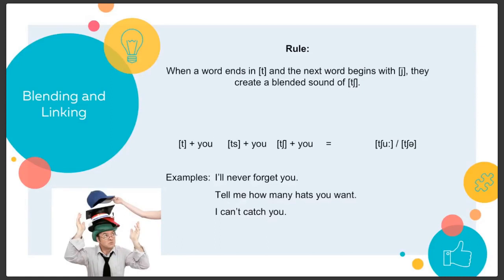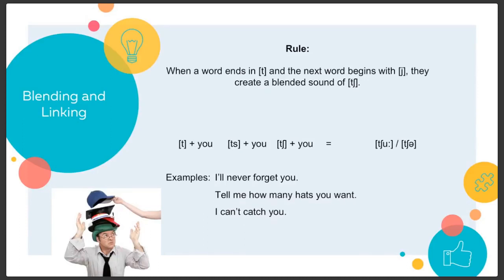So let's take, for example, we have t plus u. This will be chew. If we have t plus u, it will be chew. And if we have ch plus u, it will be chew. Or we don't have to say chew, we might also say ch. So instead of t plus u or ch plus u sounding like chew, it might also sound like ch. And listen to how I pronounce these examples.